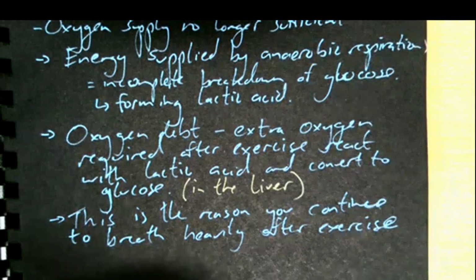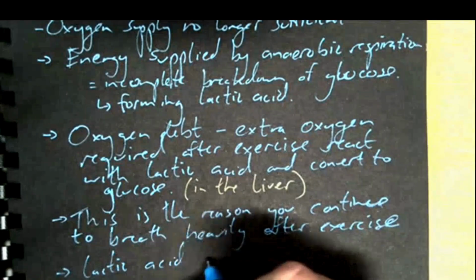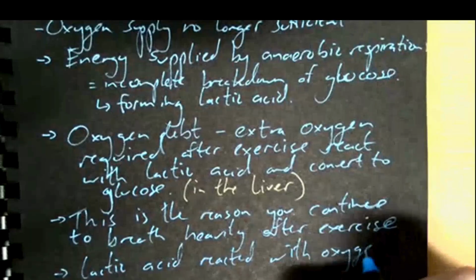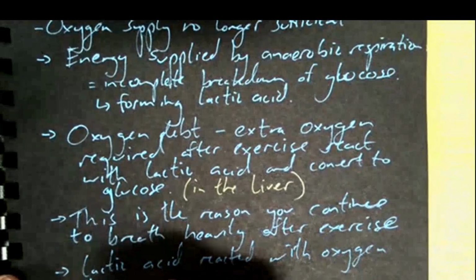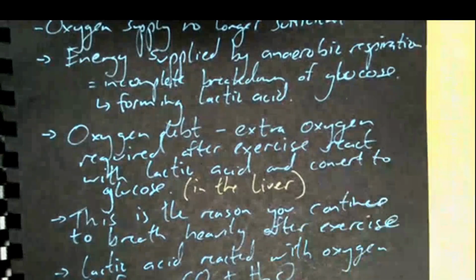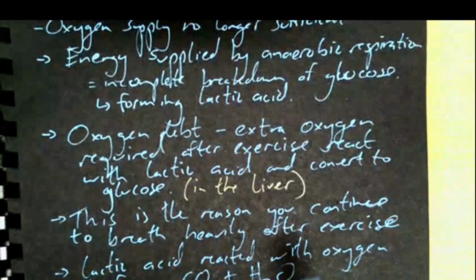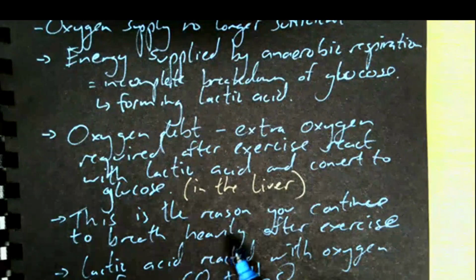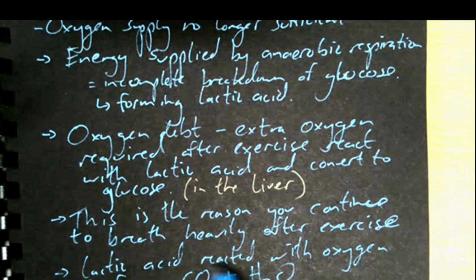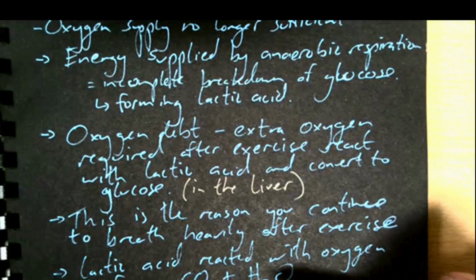And we can actually get rid of our lactic acid in a second way. We can just react it with the oxygen to form CO2 plus H2O, which are then excreted in the normal way. So two ways that we can get rid of our lactic acid. It can be taken to the liver and converted back to glucose, or we're going to react with that oxygen and it's going to form CO2 and H2O.